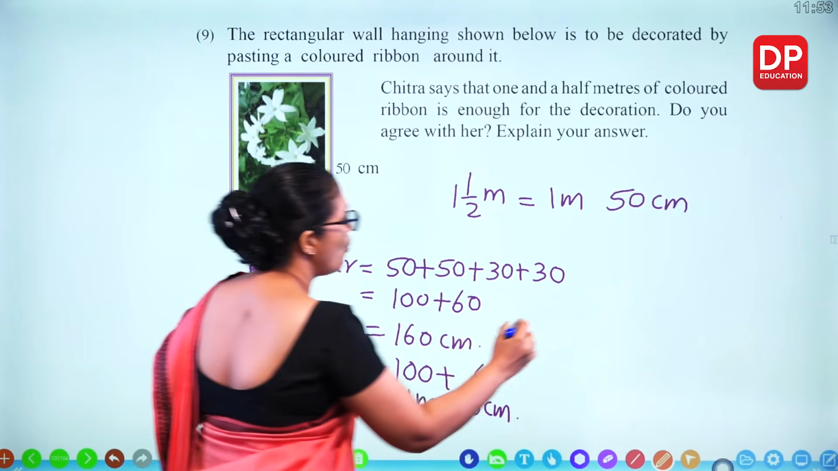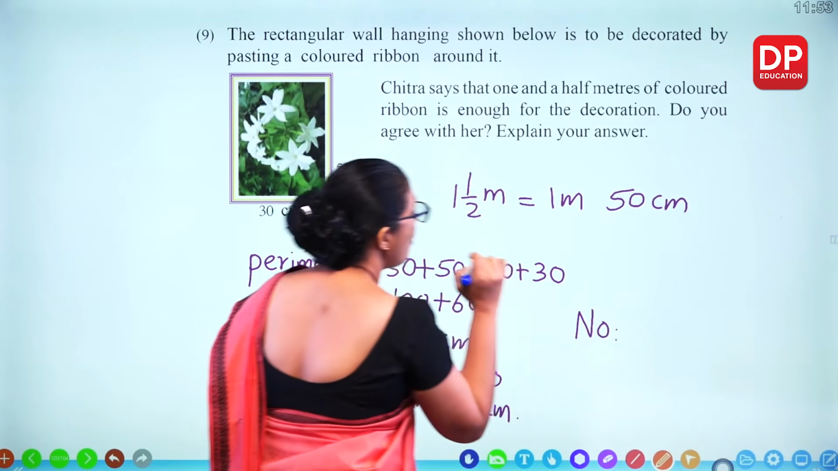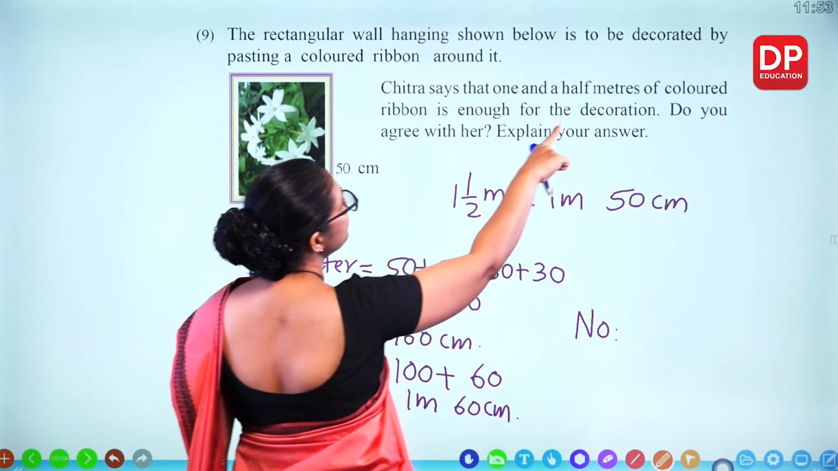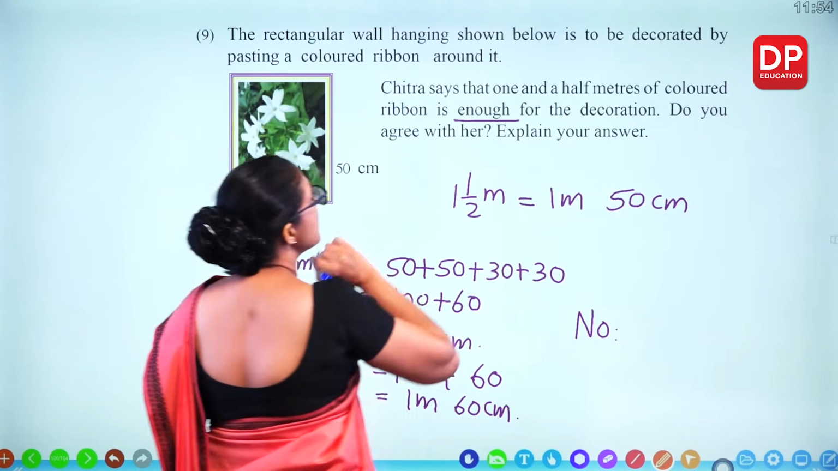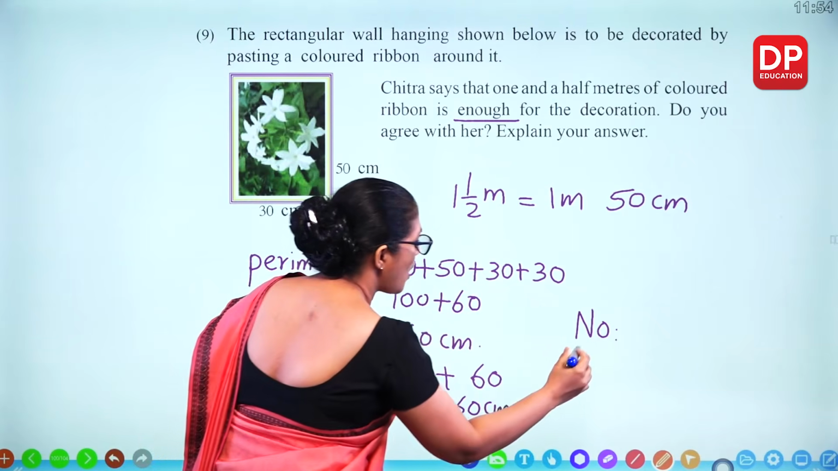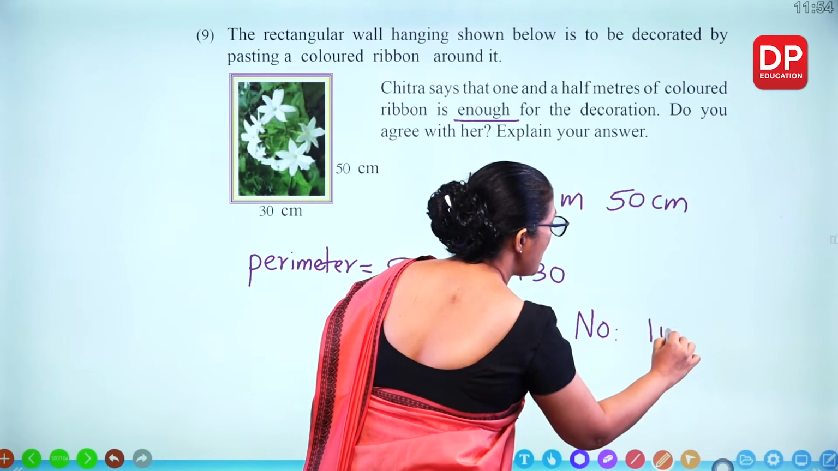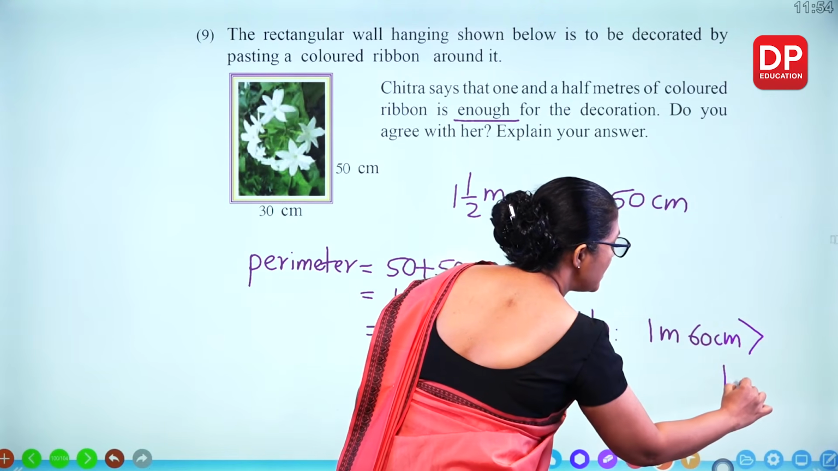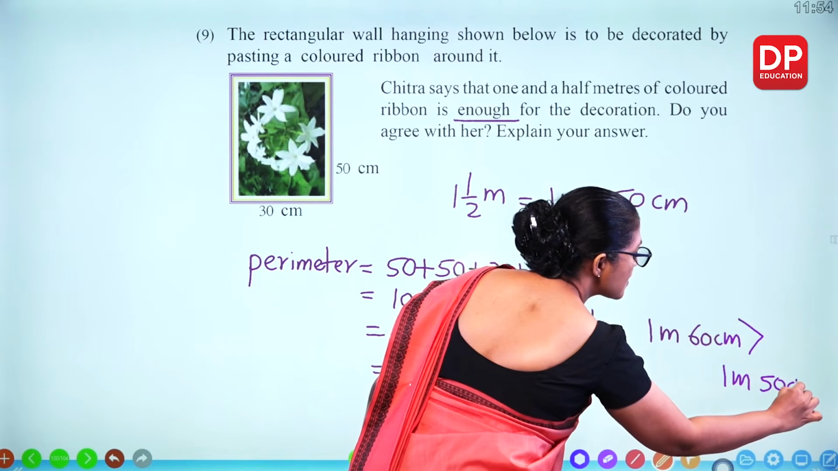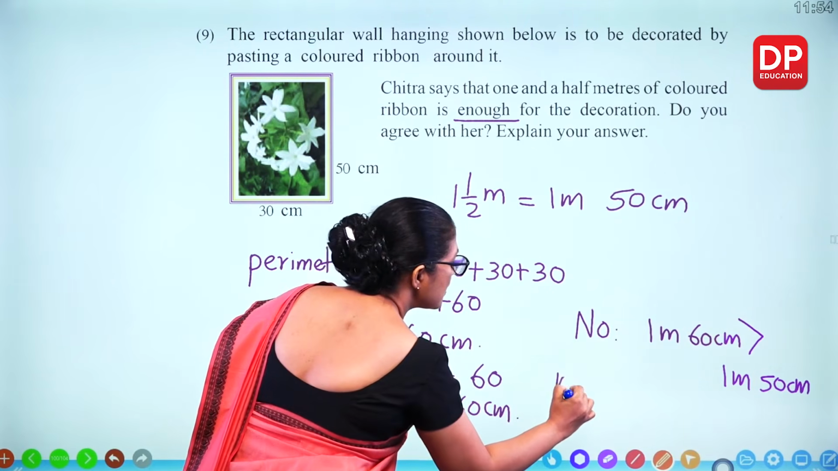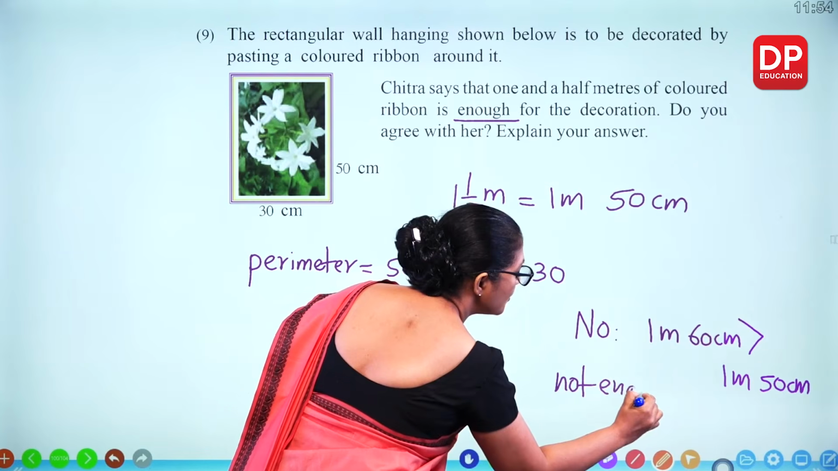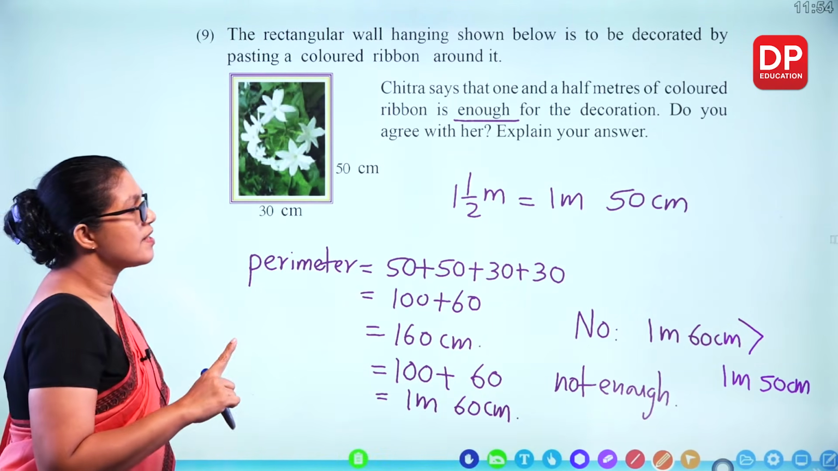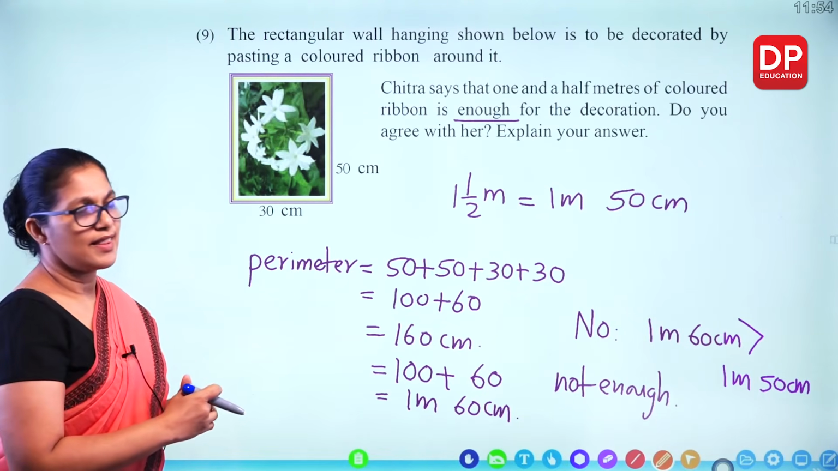No. Because it's not enough. So she said enough. So this one is 1 meter 60 centimeters, which is more than 1 meter 50 centimeters. So not enough. So she needs another 10 centimeter length.